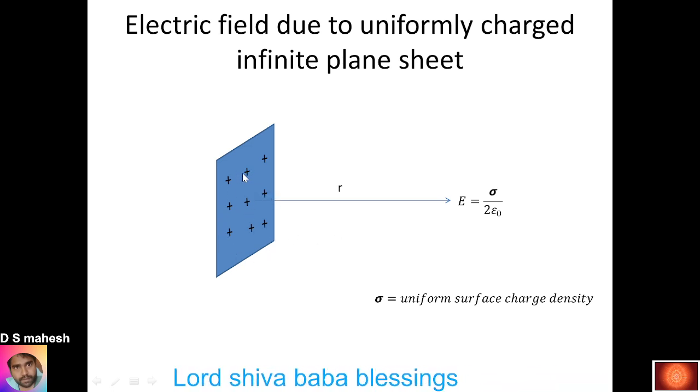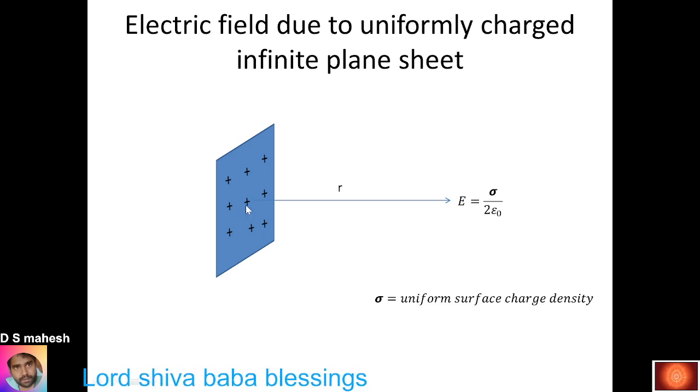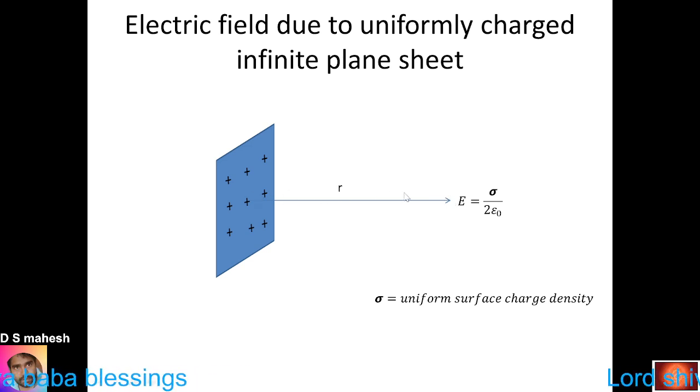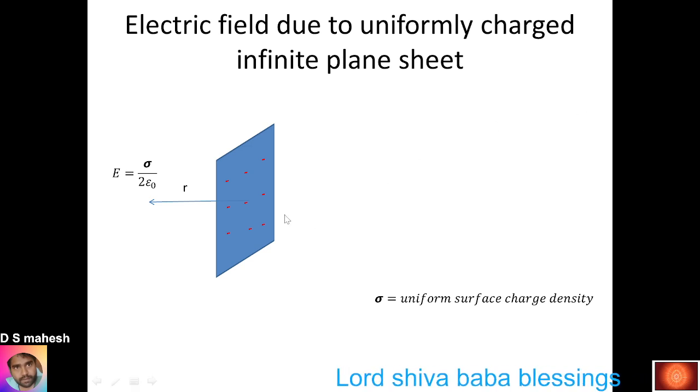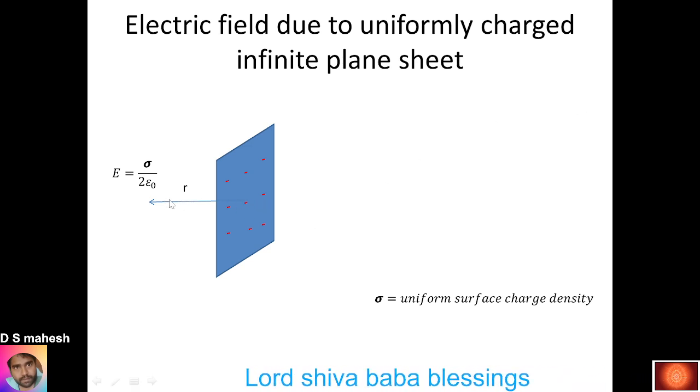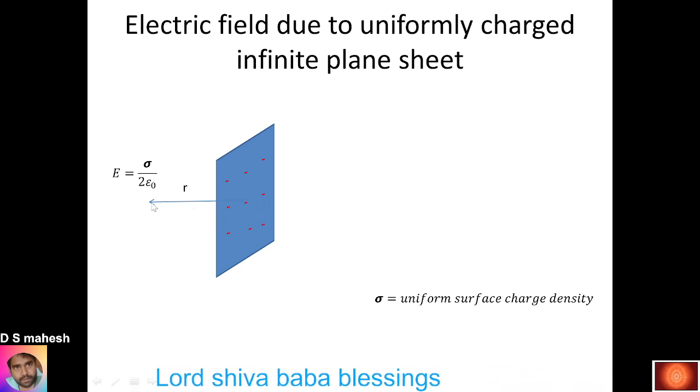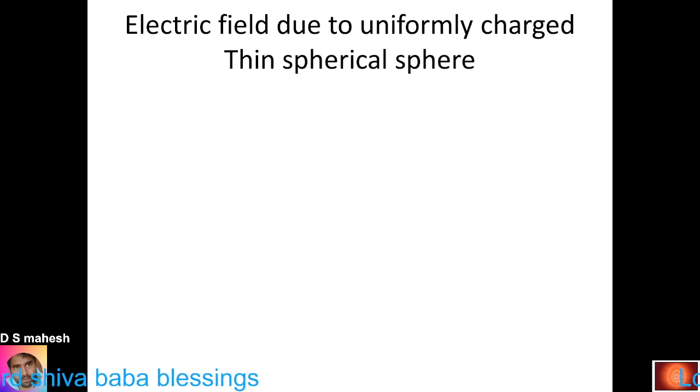If the charge is positive, then electric field will be in this direction, that is normal to the surface pointing outside the surface towards right. If the charge is negative, it will be pointing inwards, or it is nothing but it is pointing towards the left. So this is regarding the sheet charge.